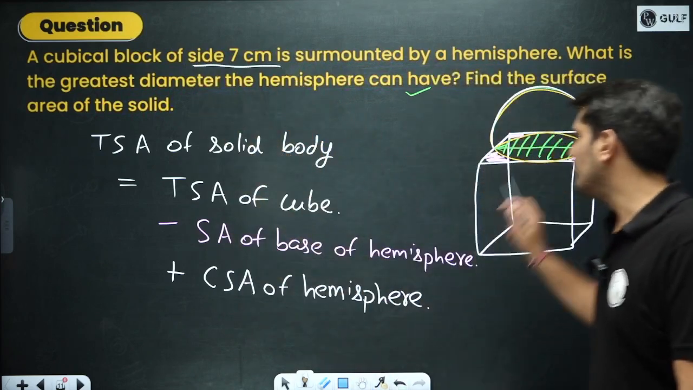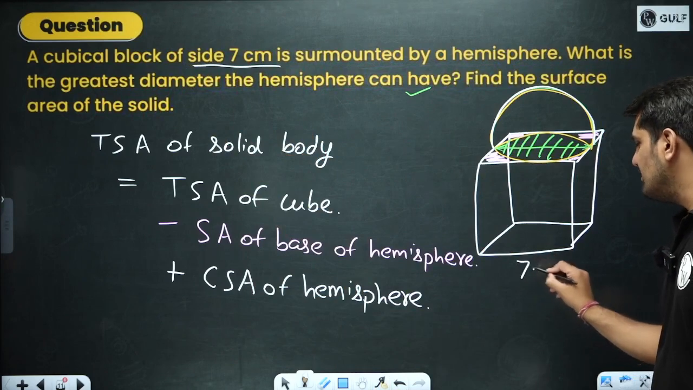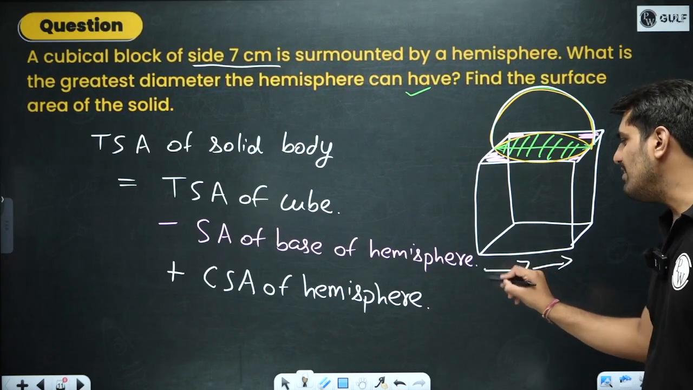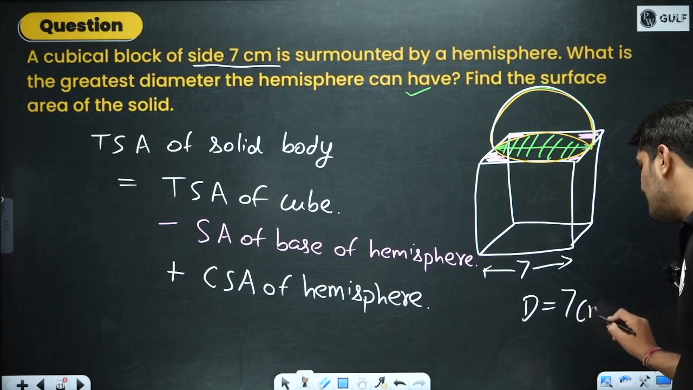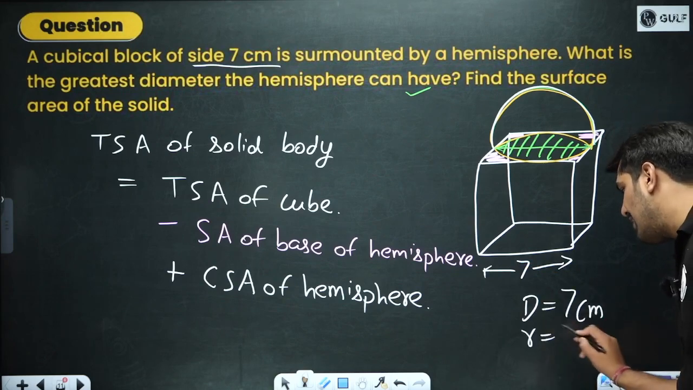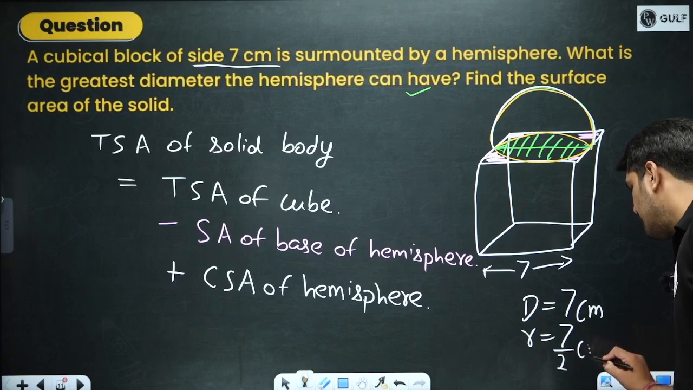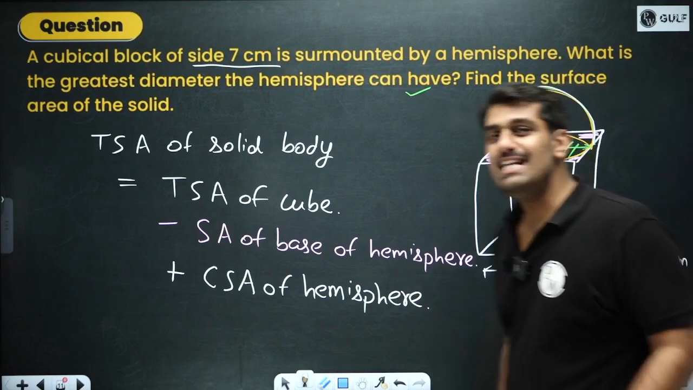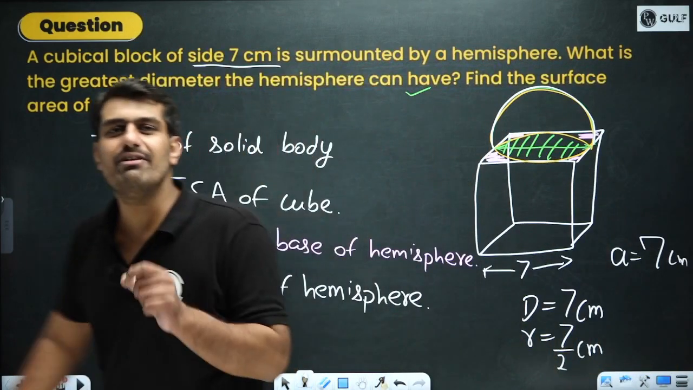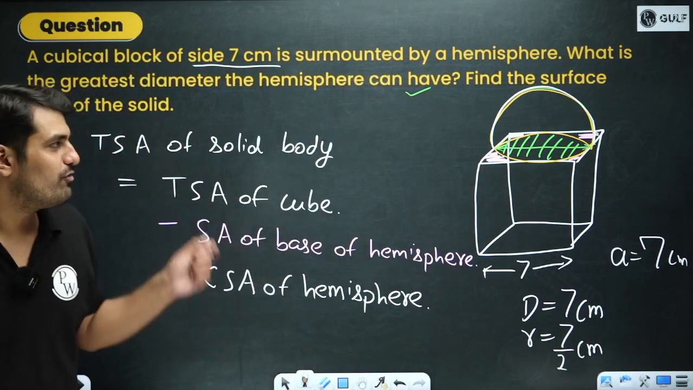They have given you the side length as 7 centimeter. So if you observe over here, 7 centimeter is this length, and the same will be the diameter of the hemisphere, 7 centimeter. From that, you can calculate the radius because that will be half of it, 7 by 2 centimeter. And over here, a is also 7, the length of the cubical body. So whatever is required in the formula, everything is given. You have to just apply the formula.